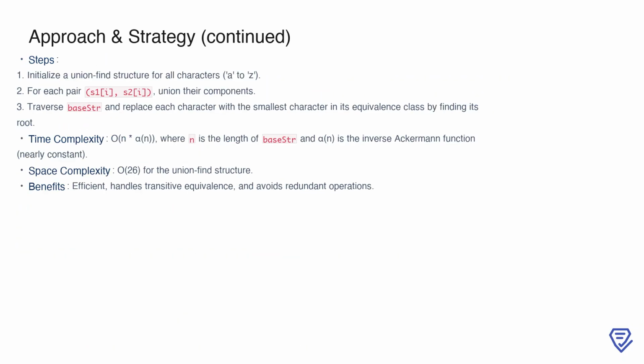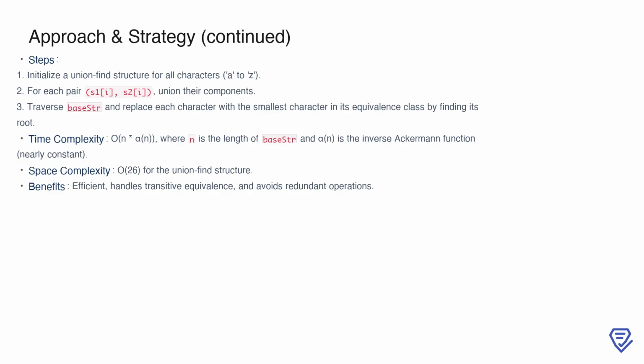The union find approach begins by initializing a union find structure to represent all the characters from A to Z. Using this structure, we can efficiently group characters into equivalence classes. For each pair of characters, S1[i] and S2[i], provided in the input, we perform a union operation, effectively connecting their respective components. Once this setup is complete, we proceed to transform base str.